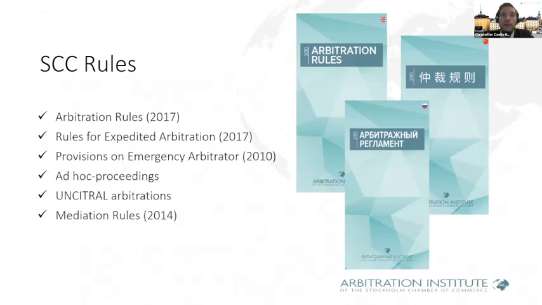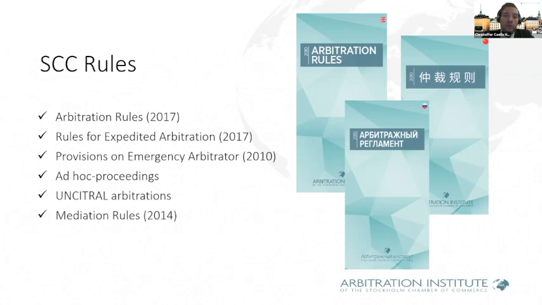So, leaving the organization of the SCC and looking instead to the SCC rules. You can see from this slide that the SCC has a number of different sets of rules. The most used ones are the standard arbitration rules, and actually, these are utilized in the majority of arbitration cases administered by us. However, we also have the expedited rules, and these are also quite frequently applied by the parties.